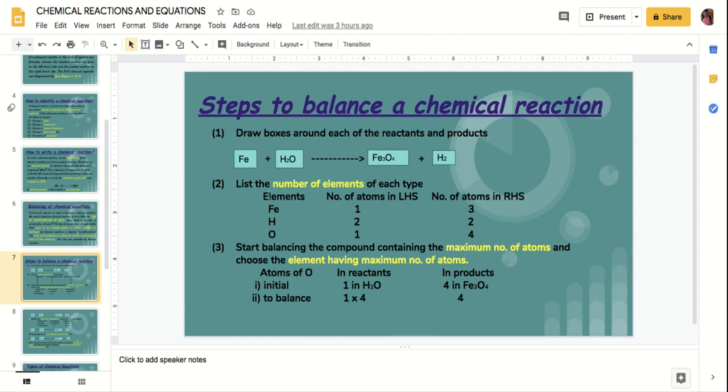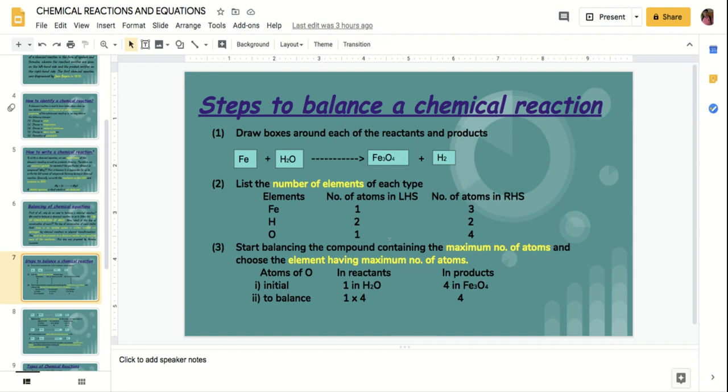Next, what is the second step? That is, list the number of elements of each type, the elements that are reacting. What are the elements? Fe. Next is H. Next is O. Other than these three, can you see any other element? I cannot see any. So Fe, H, and O are the elements which are reacting, and we also need to specify the number of each that is reacting.